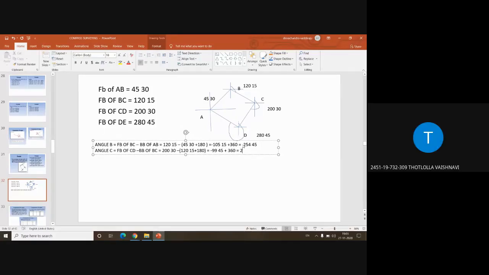260 degrees 15 minutes, sir. Then angle D is equal to forebearing of DA minus back bearing of CD. Forward bearing of DA is 280 degrees 45 minutes minus back bearing of CD, 200 degrees 30 minutes minus 180. What is the answer?